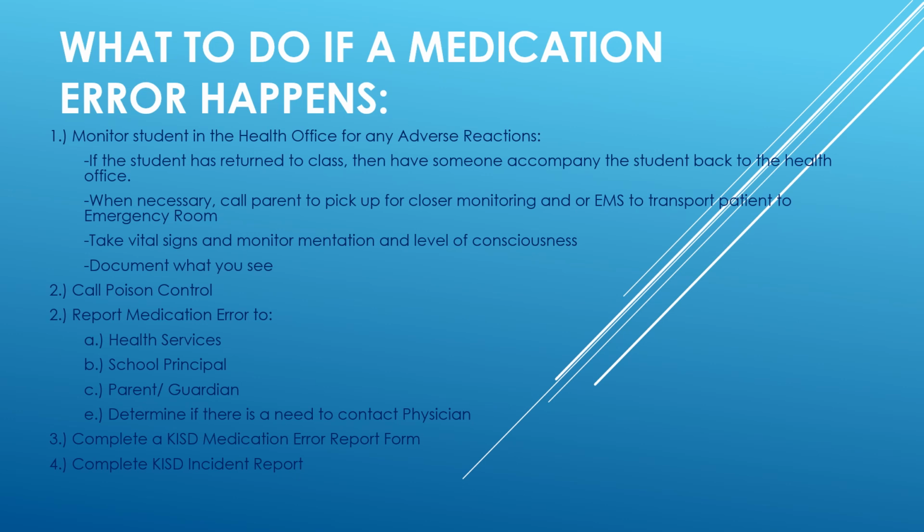Take vital signs and monitor mentation and level of consciousness. Document what you see. Call poison control. Report the medication error to health services, the school principal, parent or guardian. Determine if there's a need to contact the physician. Complete a Killeen ISD medication error report form. Complete a Killeen ISD incident report form.